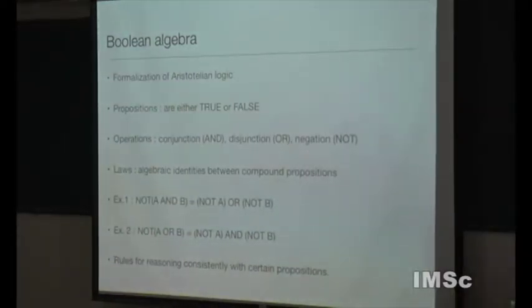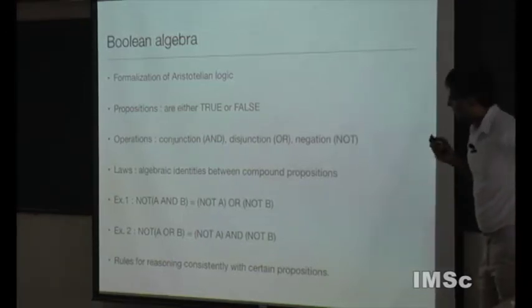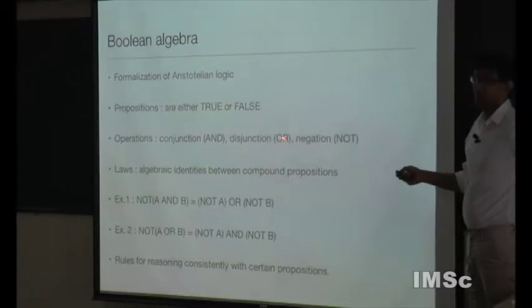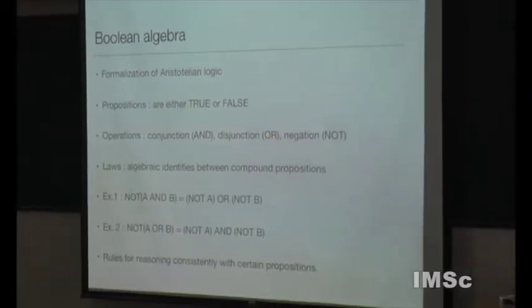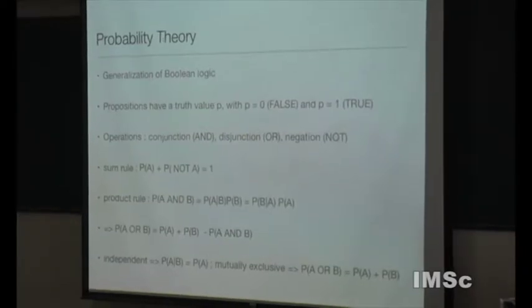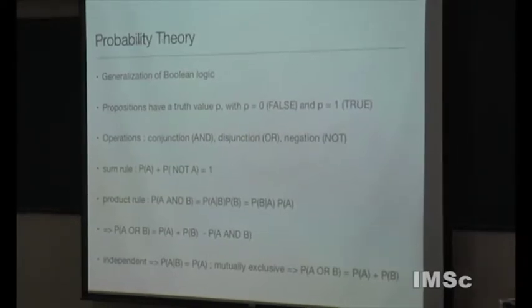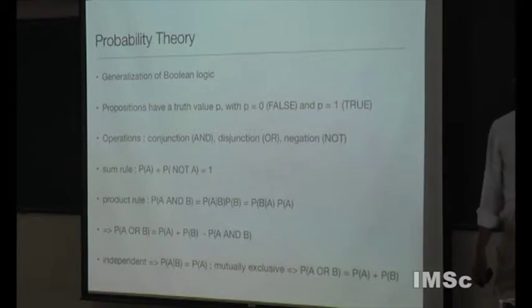This bunch of rules is what we use in computers all the time, right? All the logic gates that you're using are essentially doing a series of these operations all the time. But the value of these things is always 0 or 1, so it's either true or false. But when you try to apply this to a real life situation, you're not always sure about the proposition. It may be true, it may be false.